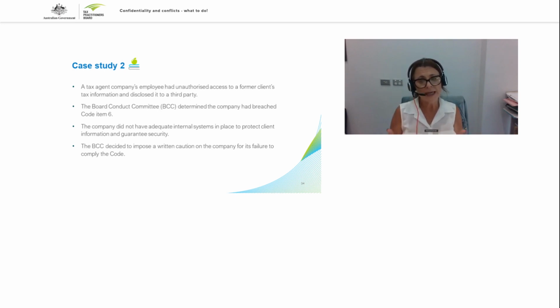However, the company had now revised its policies and procedures to ensure that that kind of situation could not happen again in the future. The new procedures and policies included staff training sessions to emphasise client confidentiality and the requirement to obtain consent before disclosures, and also system changes to ensure access to a former client's tax information is terminated once the client notifies the company that they no longer wish to use their services.